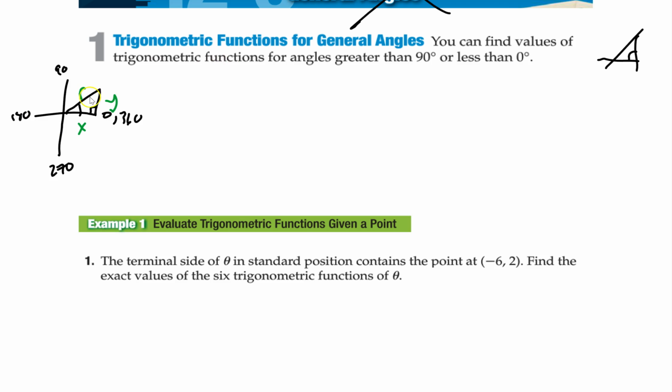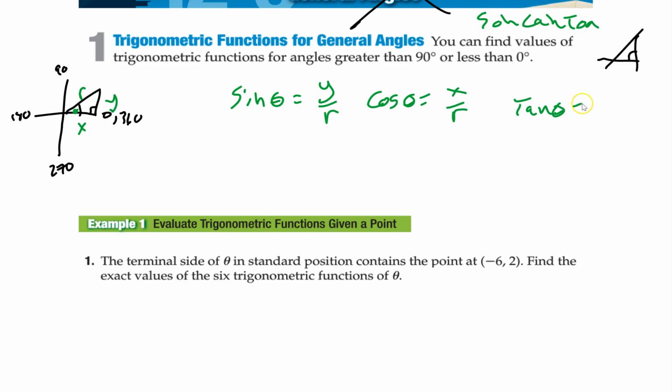So if I want to find sine of theta, it's opposite over hypotenuse, SOHCAHTOA. Nothing changes. Good old SOHCAHTOA is still here to help us. Sine is opposite over hypotenuse, so it'll be y over r. Cosine is adjacent over hypotenuse, so x over r. So cosine theta is x over r. And then tan, TOA: tan of theta is opposite over adjacent, y over x.